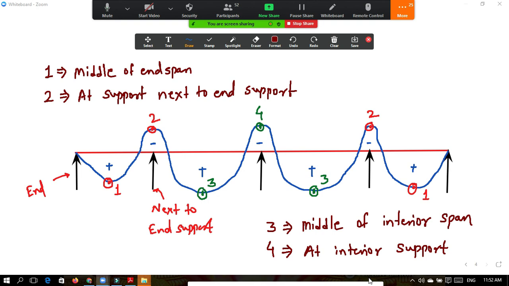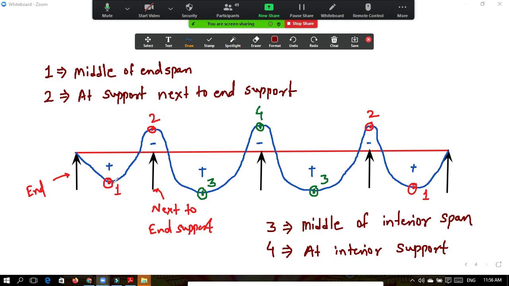One point, second point, third point, fourth point, what each is called, and below this in the IS code the coefficients are given. In the IS code also the coefficients are given in this way only. Understand the shape of the bending moment and where we are going to calculate the bending moment, and what those points are named.